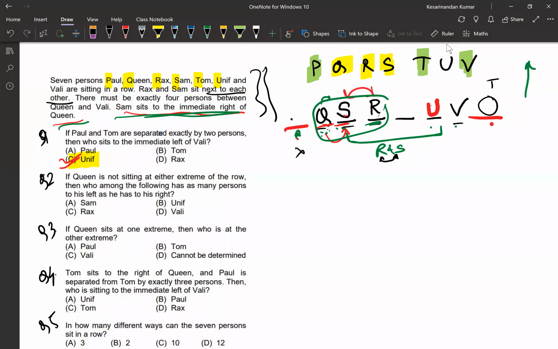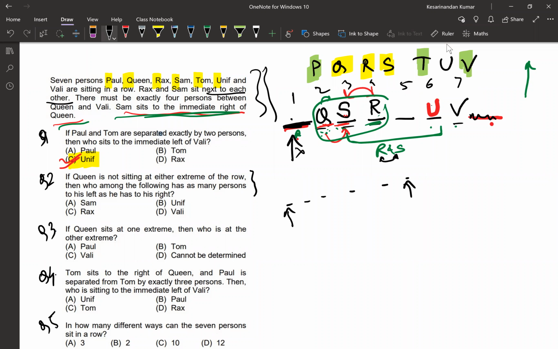Now, if Q is not sitting at either extreme, what do we mean by either extreme? She is not sitting at the end. So if there are 7 people, she should neither sit here nor here. If this position is vacant, Q will become an extreme, which must not happen. That means this needs to be occupied, and that means this will be vacant, because that is how 7 will be: 1, 2, 3, 4, 5, 6, and 7. That is why keep this template ready, and whatever criteria you get, just put it there and you will gradually frame the answer. Now, moving on.